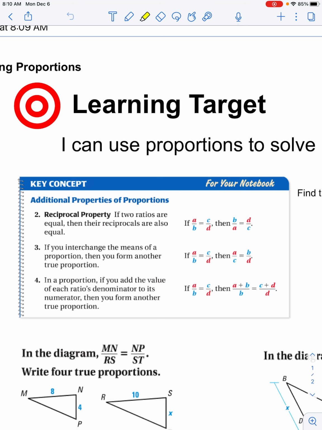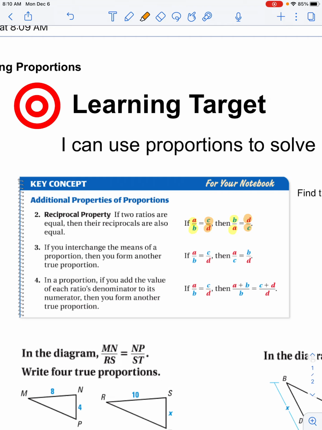If you look at the reciprocal property, basically what we're doing is swapping A and B's location. You're flip-flopping them. And if you do that on one side, you also have to flip-flop on the other side of your equal sign. Otherwise, you wouldn't have an equal statement.